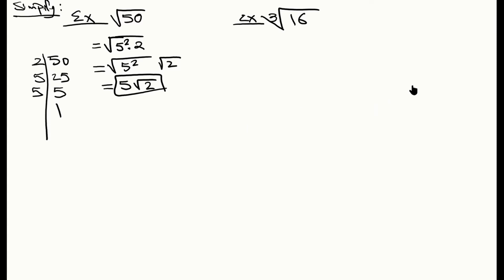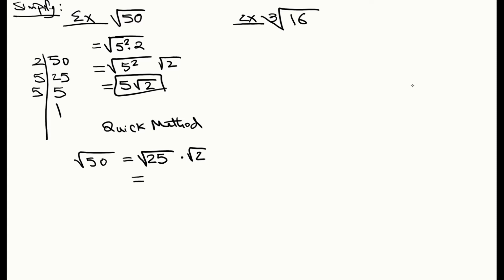Now, for those of you who are really comfortable with numbers, the quick method, of course, would be to take the square root of 50, and you can just think in your head, what's the biggest perfect square factor of 50? And you'll realize that's 25, so you can write it as the square root of 25 times the square root of 2, and you end up with the same 5 radical 2. So whichever method works for you, they're both fine.